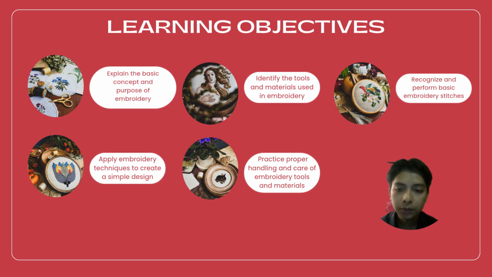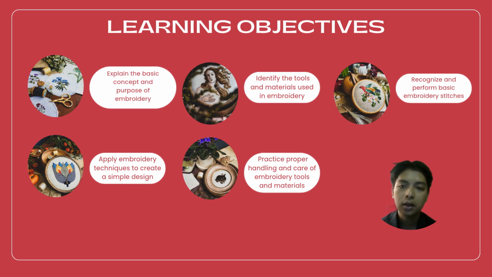Learners will be able to recognize and describe the functions of essential embroidery tools and materials such as embroidery needles, hoops, fabric, embroidery threads, scissors, and fabric markers. The third one is recognize and perform basic embroidery stitches, which is learners will learn the characteristics of common embroidery stitches, including the running stitch, back stitch, chain stitch, satin stitch, and cross stitch, and practice executing them correctly.